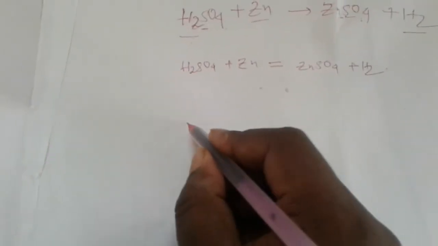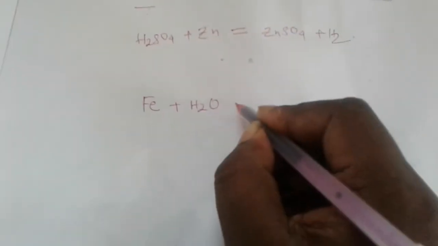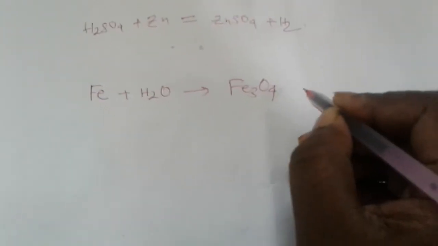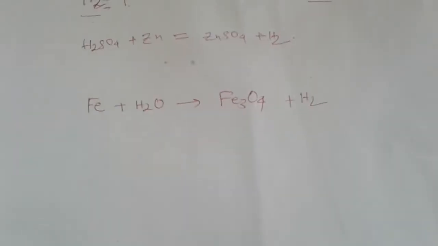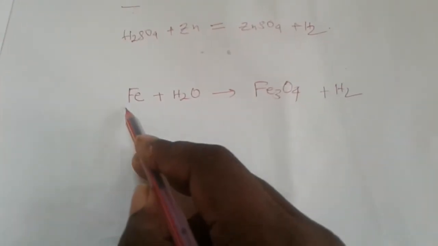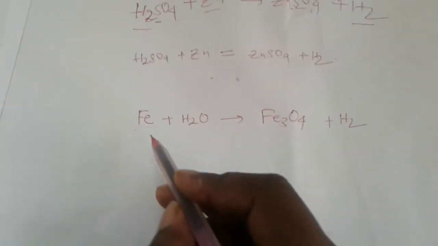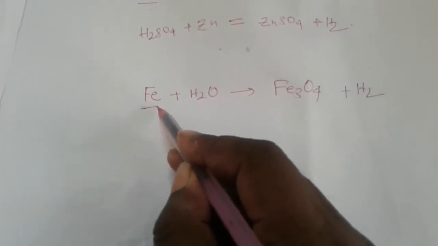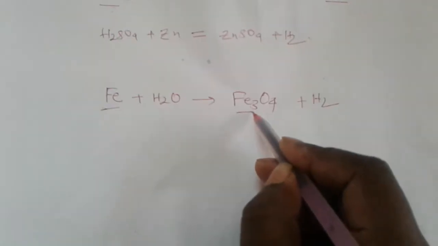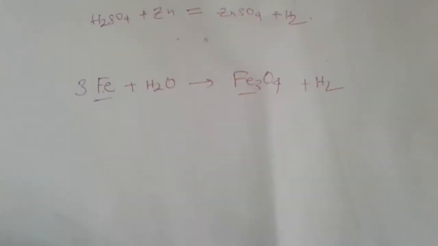Now let us take another example. Fe plus H2O gives Fe3O4 plus H2. In this equation you see the number of atoms on the reactant and product sides are different. So how can we balance this one? Here in the reactant side, how many iron atoms are there? 1. And in the product side, 3. So we need to multiply by 3 to make the number of iron atoms equal.